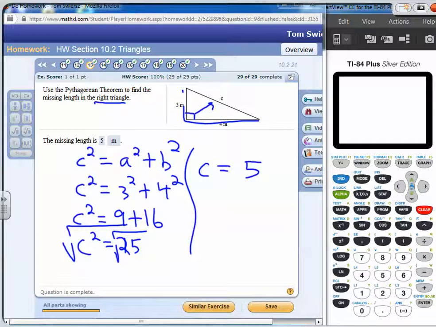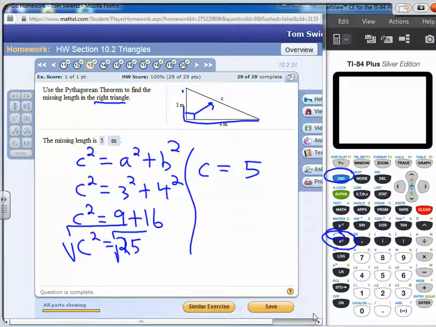So the answer is the hypotenuse, the missing length, is 5 meters. Now, if you don't have a perfect square, you hit the second and the x squared key, and that gives you your radical sign. Put the number underneath the radical, hit enter, and you get your answer. You can even do it for a perfect square.